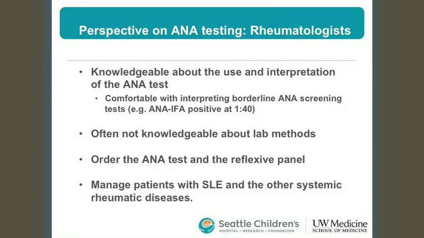But they're not knowledgeable about methods. They love the ACR. So if ACR tells them that this Etzel is a gold standard, this Hugo is a gold standard, they will say it is a gold standard and buy one. They're comfortable with all the tests in the panel, and they're the ones who manage the patients with a systemic rheumatic disease.